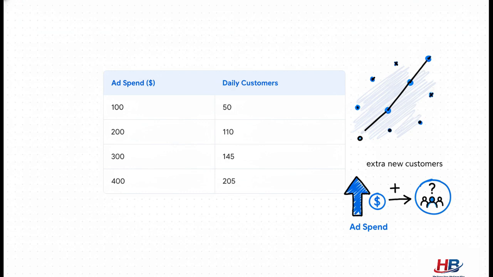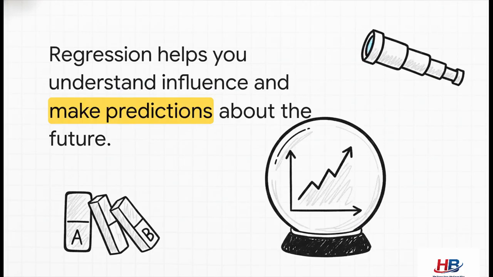But regression takes it a giant step further. It can actually tell you, hey, for every extra dollar you spend on ads, you can expect to get, say, 2 new customers. It quantifies the relationship for you. And that is just incredibly powerful. The big takeaway is that regression helps you understand influence and lets you make predictions about the future. It lets you ask what if.